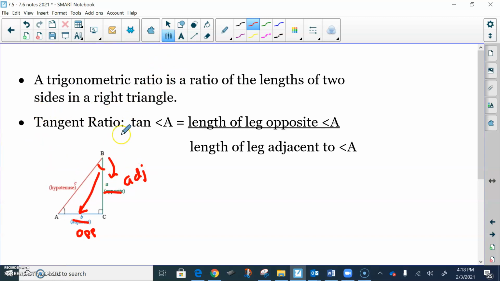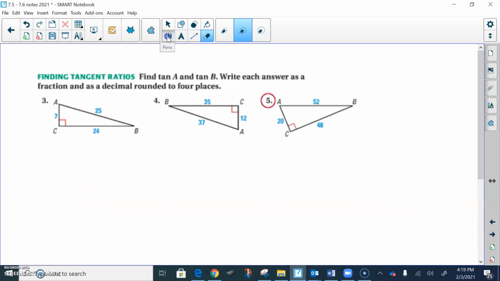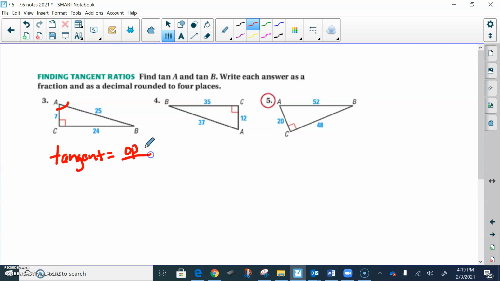So the first ratio we want to talk about, we're going to compare the lengths of the two sides. It's called tangent. And tangent from angle A, in this case, is the opposite leg over the adjacent leg. So let's just practice using the opposite and adjacent legs. They're asking us to find tangent from angle A, and then we'll find tangent from angle B. So starting with angle A, we said tangent is the opposite side over the adjacent side.